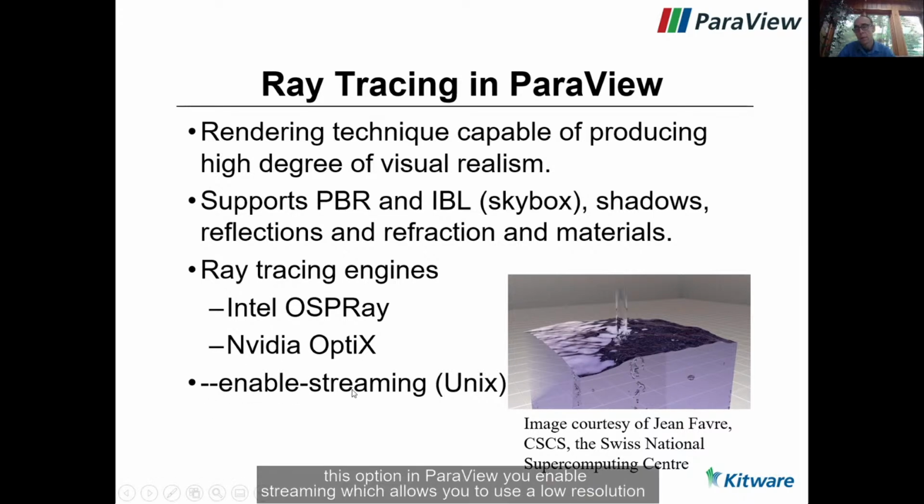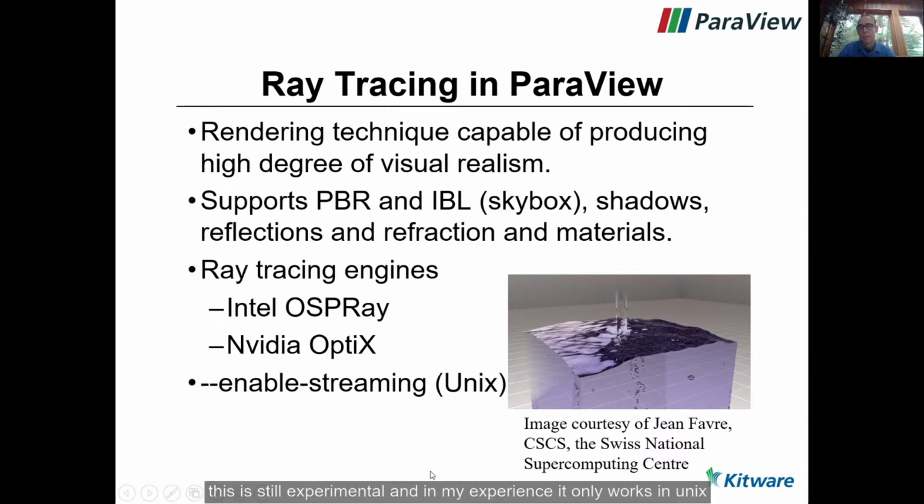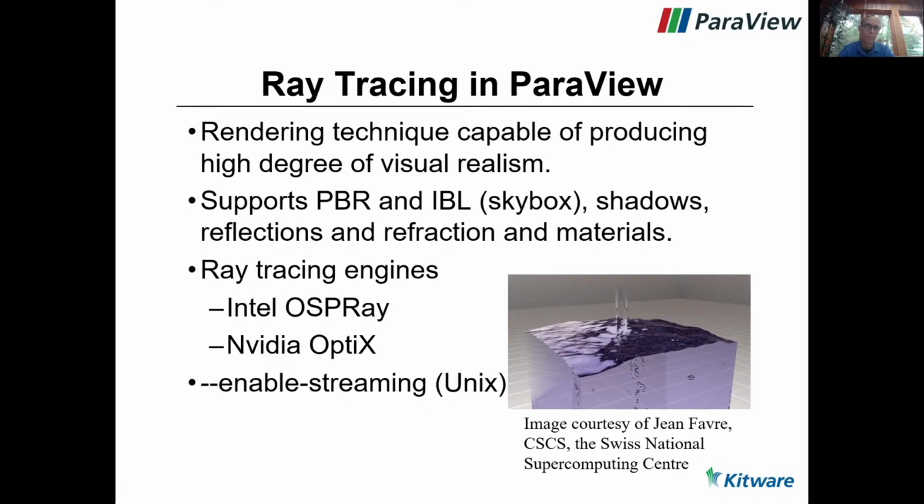You can use this option in Paraview, enable streaming, which allows you to use a low resolution ray tracing when you interact with the model and a higher resolution when you stop interacting. This is still experimental, and in my experience, it only works in Unix.